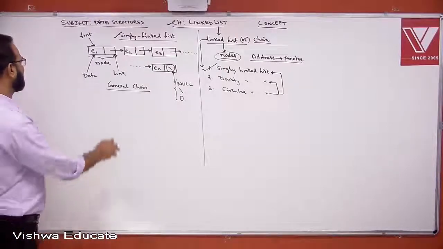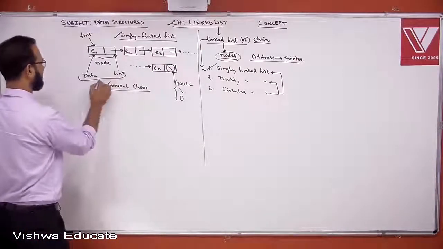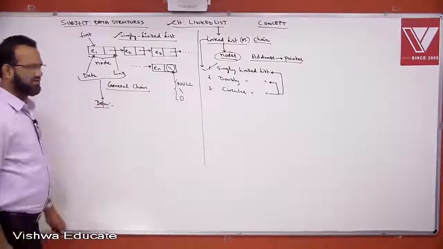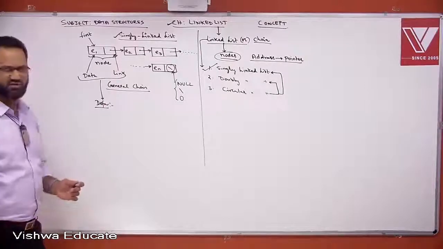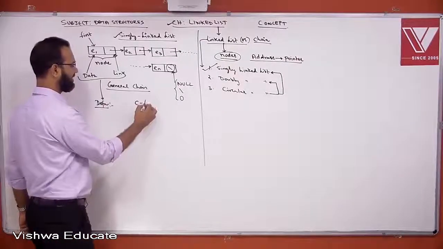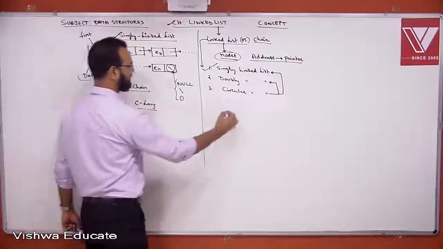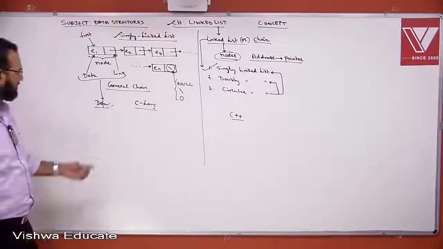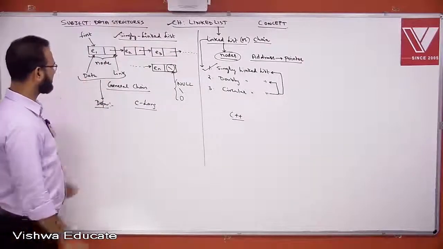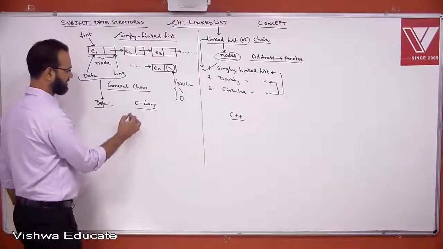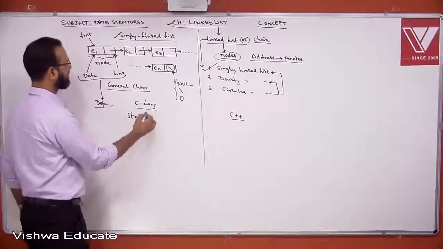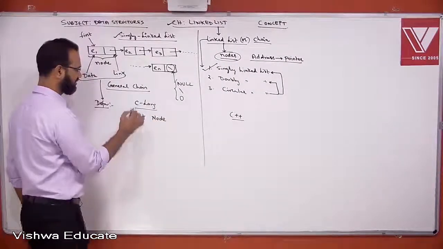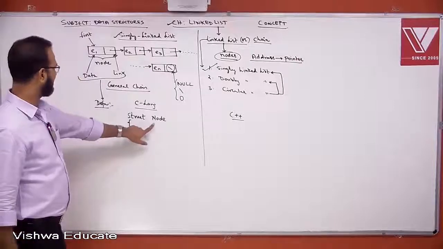Then there comes a question: how do you define this particular part? There are two programming languages, so two ways you can define it. Parallelly I am doing it for C language and parallelly I will be doing it for C++, since there is a small difference in the implementation part. The node structure consists of two parts. So I will say structure, and you can give it any name, say for example node.